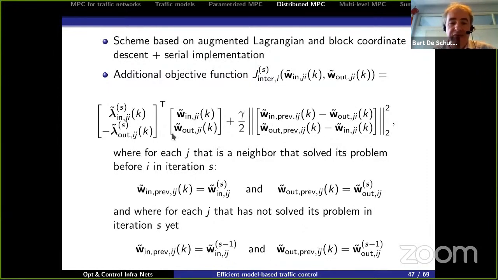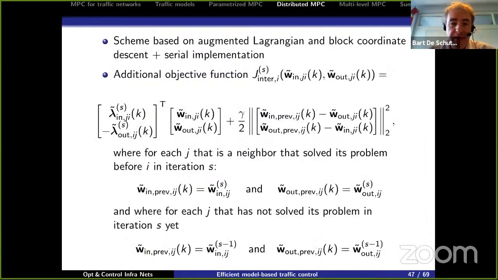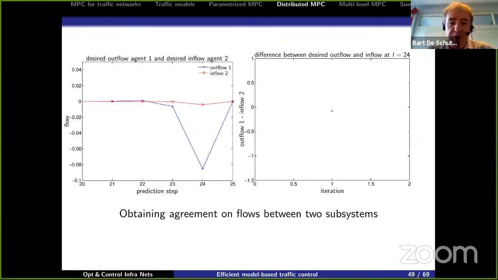And then by including the difference between the input and the output and penalizing it, we will gradually see that these two values converge to each other. And in the end, we will then have a solution that will have these constraints satisfied and will also lead to local optimality. Okay. And that can be done in multiple ways. We have multiple iteration schemes. We have schemes based on Lagrangian multipliers, on auxiliary problems. This will typically be dealt with in some of the other presentations. And I just want to show what would typically happen.